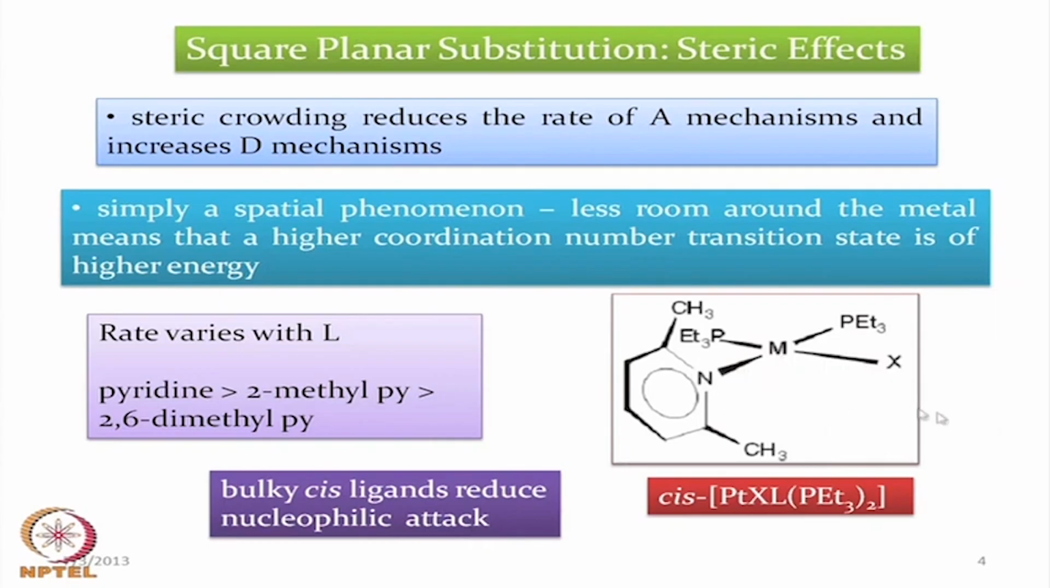So, definitely the nucleophilic attack will not take place on this X and this PEt3. It can only attack on the other side, on the trans side. The cis side is crowded, but the trans side is free, and it can only show substitution from the trans side.